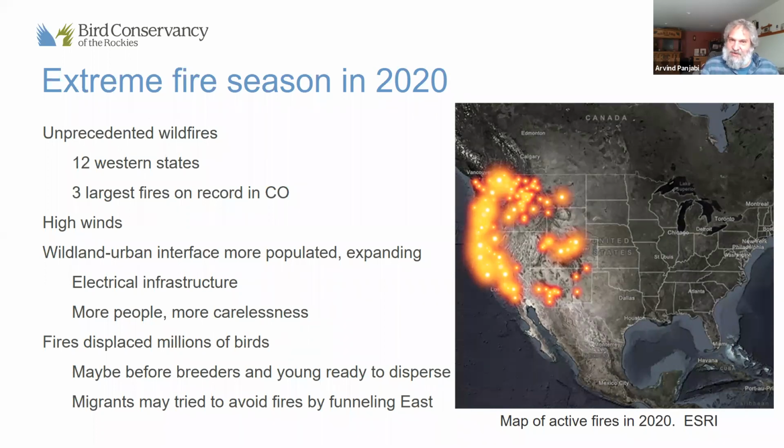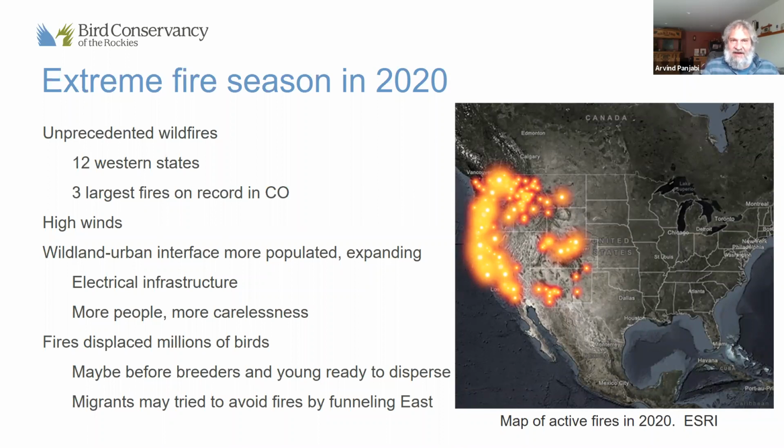And some of this was driven in part by, or perhaps complicated as well, by the wildland-urban interface, which is increasingly populated and expanding. And that means that there's more things like electrical infrastructure and down power lines that can start fires, as well as more people living in these areas, recreating in these areas, and inevitably that means that someone is going to become careless, and that's exactly how several of these fires started.